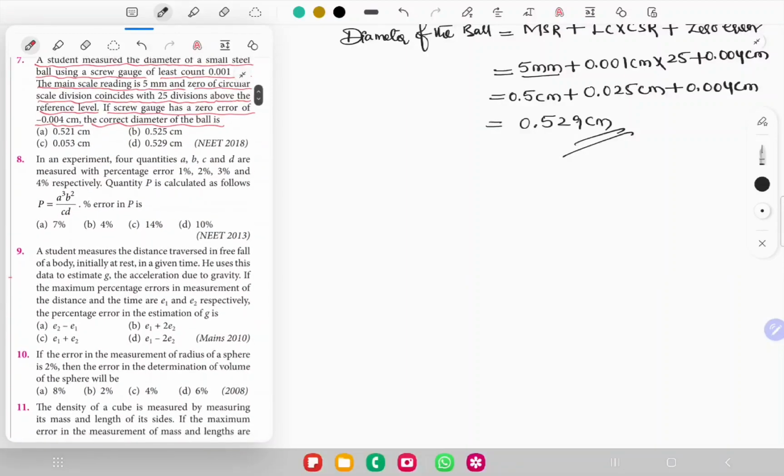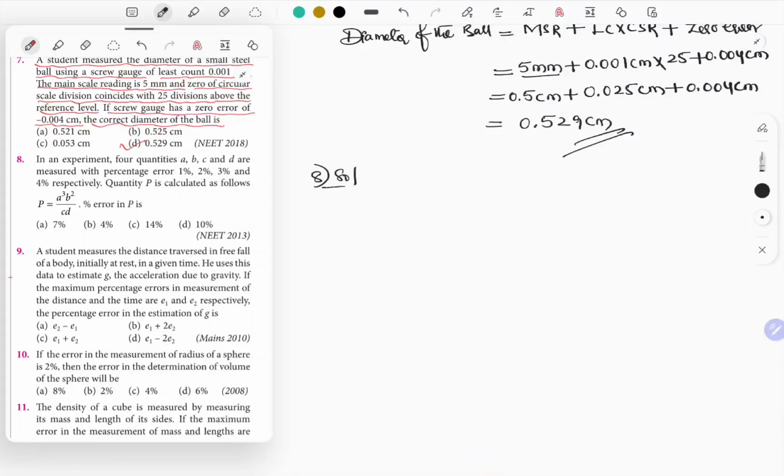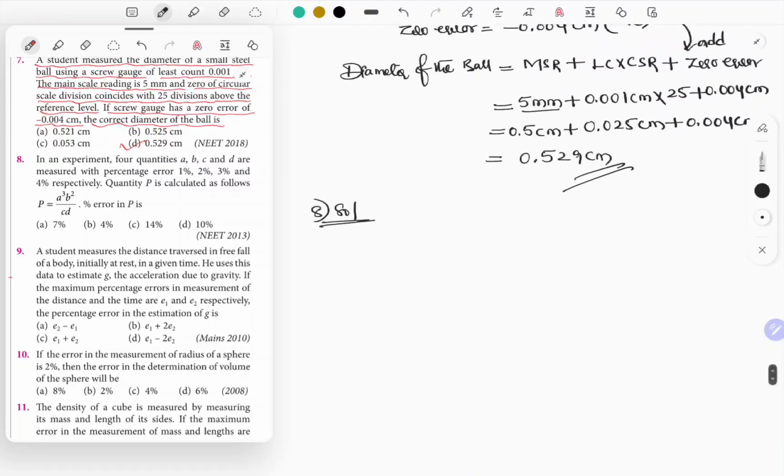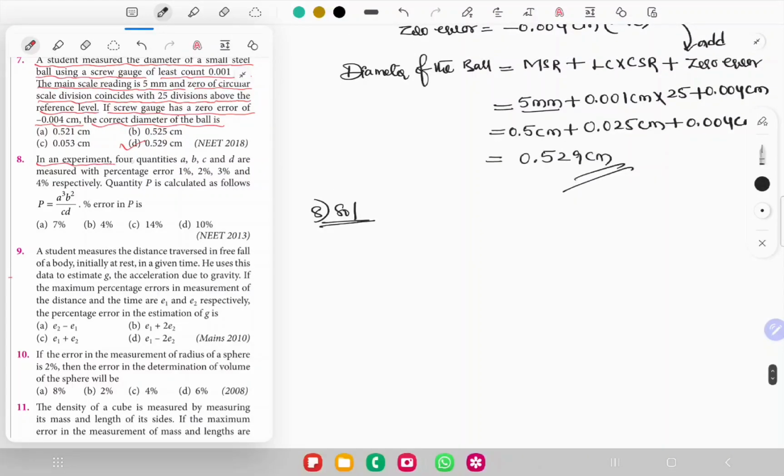Now look at the question number 8. So what is the answer for previous question? 0.529. Which option is matching? Option D is correct. Okay, let's get into the next question. This question is based on error again. Now let me read it out. In an experiment, 4 quantities A, B, C and D are measured with percentage errors 1%, 2% and 4% respectively. Quantity P is calculated as follows. They have given the P equation. Then they are asking percentage error in P.